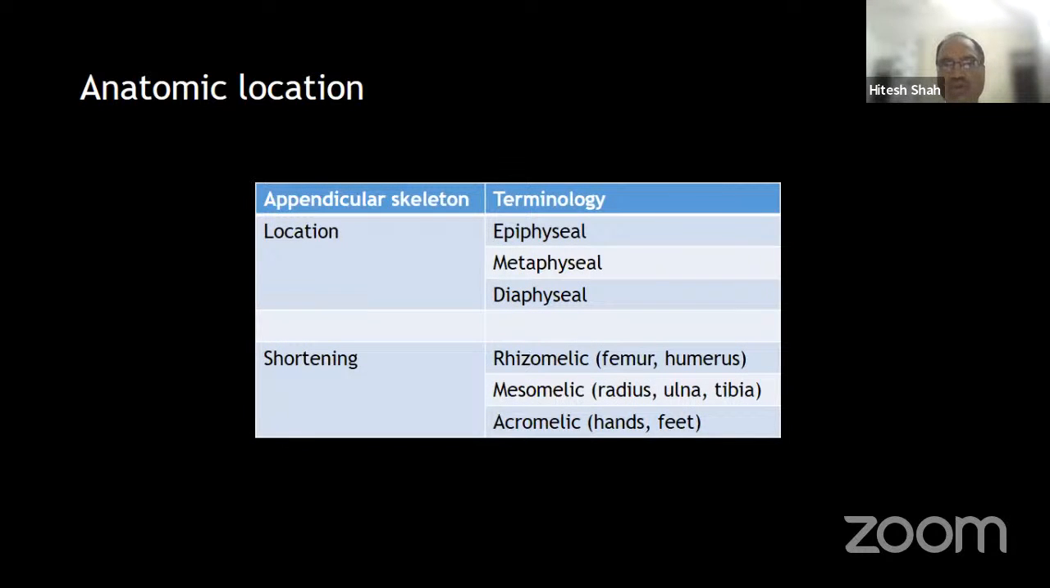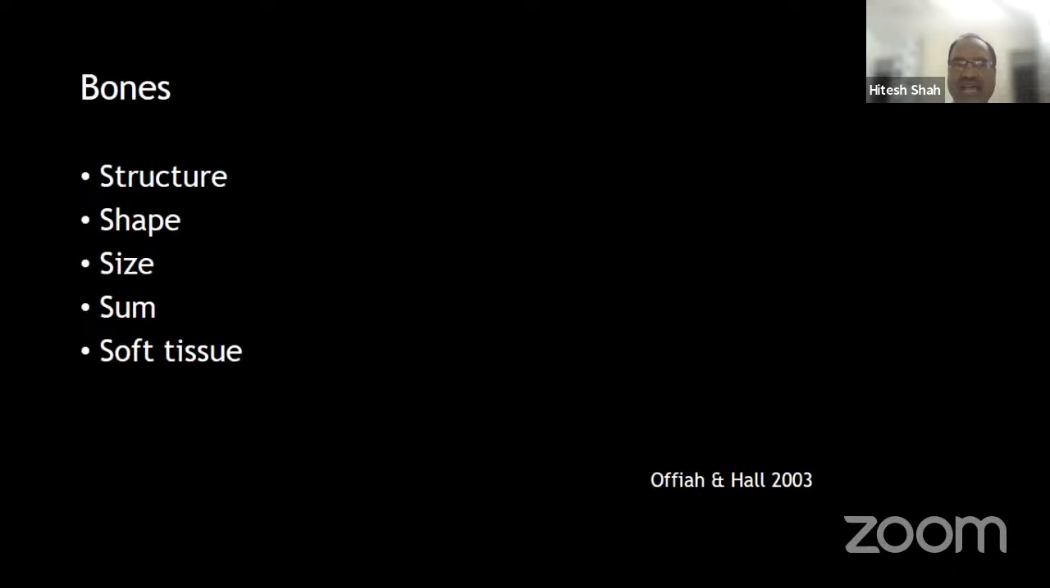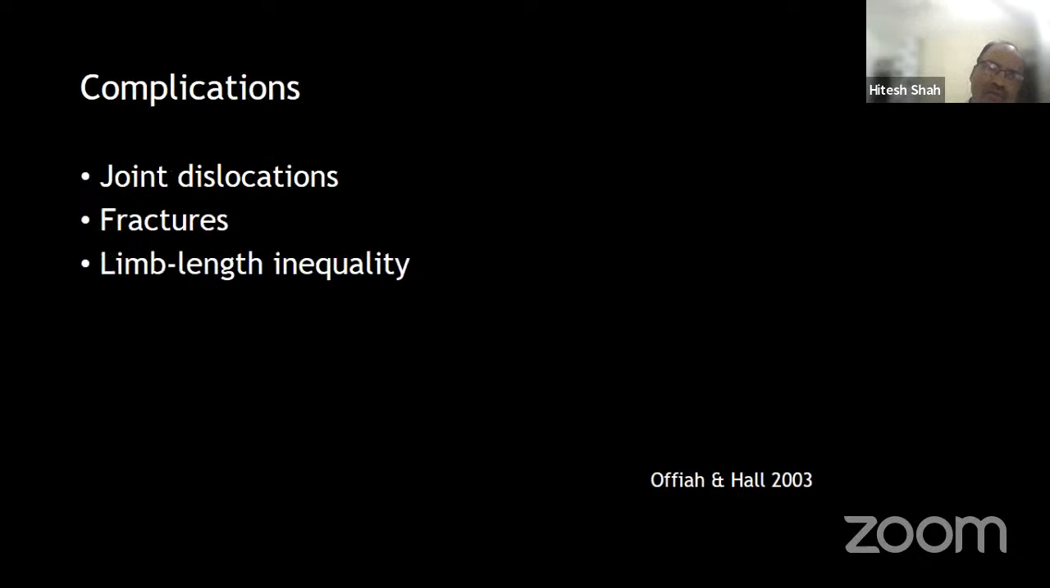Then coming to the long bone, whether it is metaphysis, epiphysis, or diaphysis, particularly what you need to check is whether there is abnormal bone quantity or quality, whether it's sclerosis or osteopenic. Then about the shortening, as I discussed in clinical examination: whether the femur or humerus is short, it's rhizomelic; whether the tibia or radius is short, it's mesomelic; or whether the hands and feet are small, it's acromelic. See about the bone, whether the structure, size and shape are normal, or the soft tissue shadow is abnormal or normal.